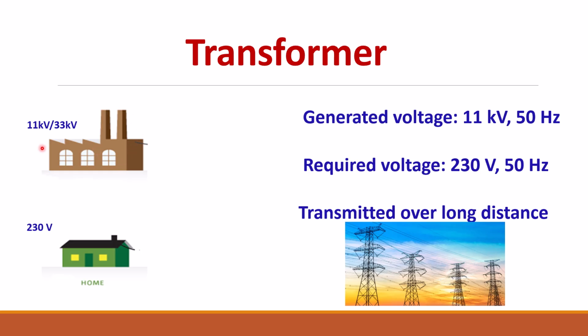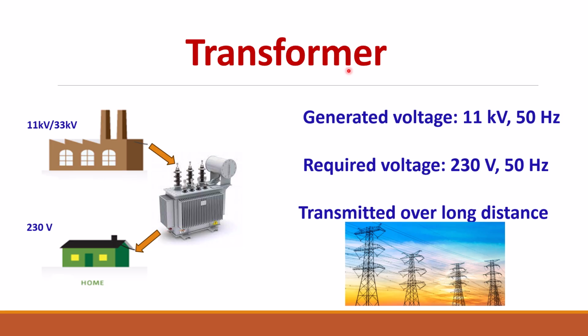Another thing is this power plant is located at a faraway place. We have to bring this power from the power plant to our home efficiently, that is without much losses. So this power has to be transmitted over long distance. So to do all these functions, we depend upon the transformer. So the transformer helps to transfer the power efficiently from the power plant to the home.